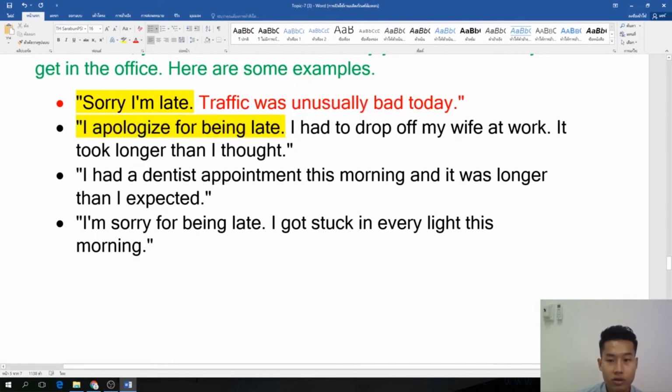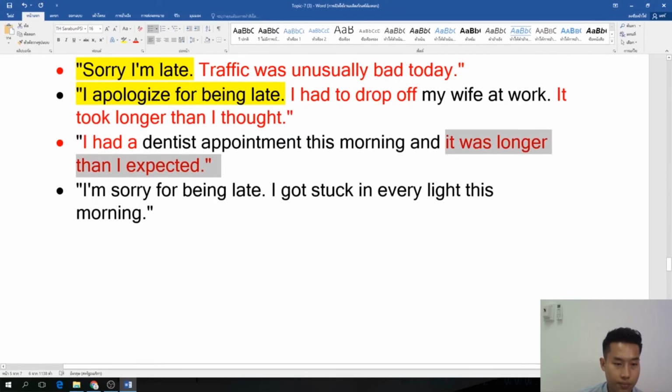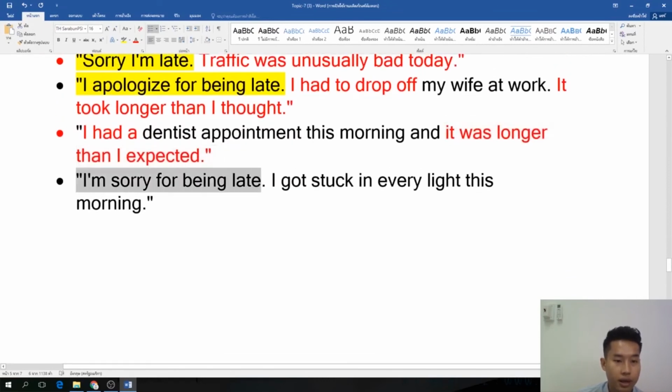I have to drop off my wife. This is simple. But it took longer than I thought. You can write this one as well: it took longer than I thought. And then I have an appointment. I have an appointment, let's say, and it was longer than I expected. It took longer than I thought. It was longer than I expected. I'm sorry for being late.